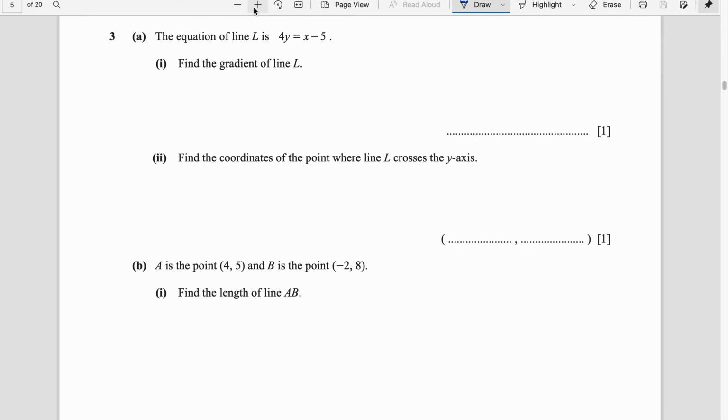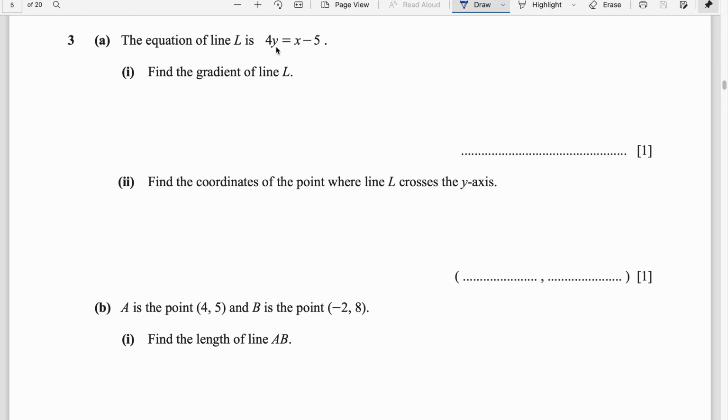Question number 3. The equation of line L is 4y equals x minus 5. Find the gradient of the line. So 4y equals x minus 5. Make y the subject. This is 1 over 4 x minus 5 by 4. So the gradient is 1 by 4.